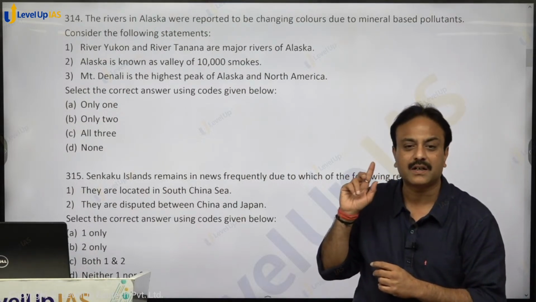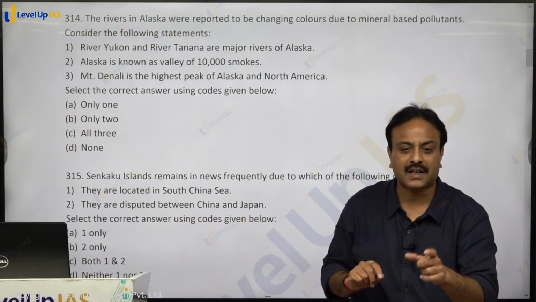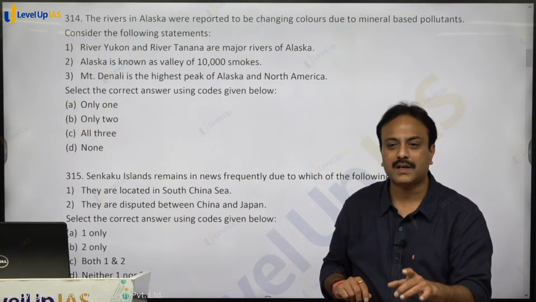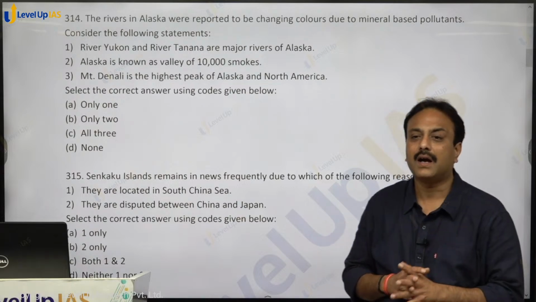It came in the news, didn't it? Did you read it or not? Various pollutants have given red color, purple color, blue color. The river water changed, the color changed. It was in the news in Alaska.